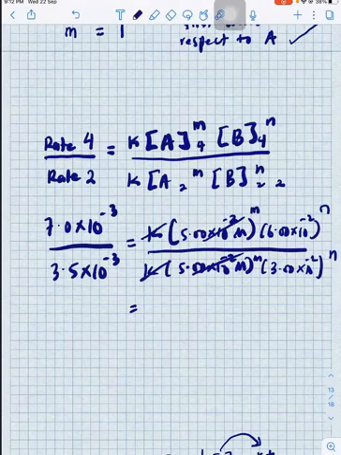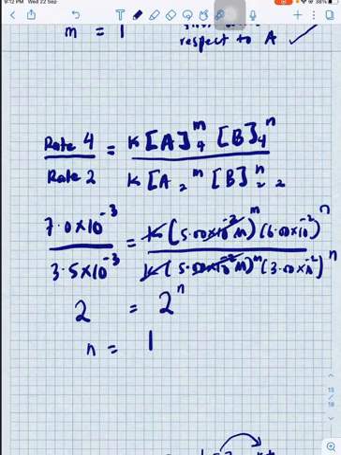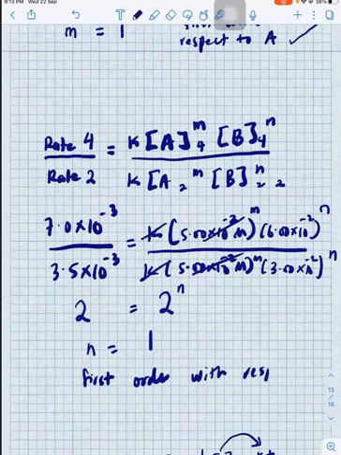Tinggal 2 sama dengan 2^n. So 7.0 divide by 3.5 times 10 to the power of negative 3 by right dapat 2 kan? Okay. And then 6 bahagi 3 definitely kita akan dapat 2 juga. So tapi dia 2 to the power of n. So n kita again 1. So sama juga kat sini, first order with respect to B.